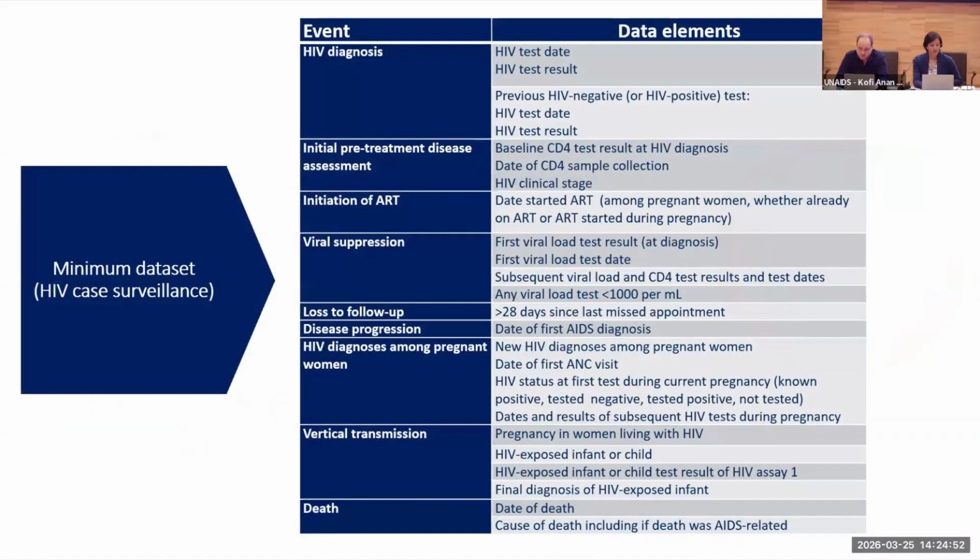So focusing on the minimum data set for HIV case surveillance, each event starts with an HIV diagnosis and goes through pretreatment, disease progression, and finally ends in mortality. And as part of these, there are certain data elements that are necessary to collect for each stage. So for example, for HIV testing, you need the test date and the result. And then subsequently for all the different parts of disease progression. There's a separate section here for pregnant women to look at vertical transmission and to be able to calculate those indicators.